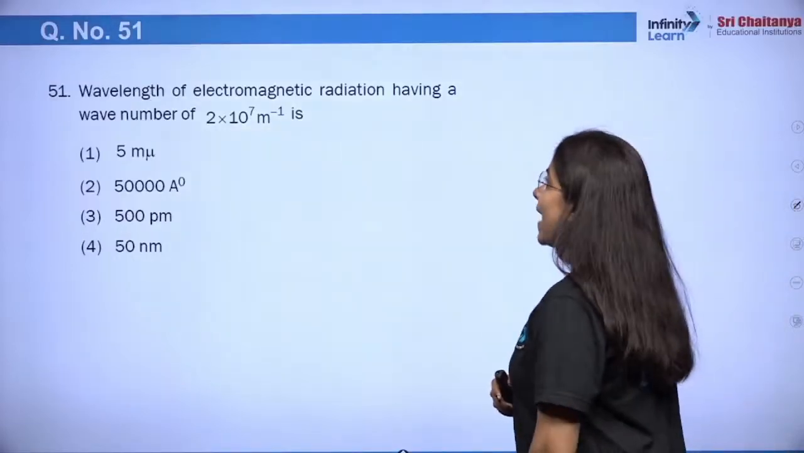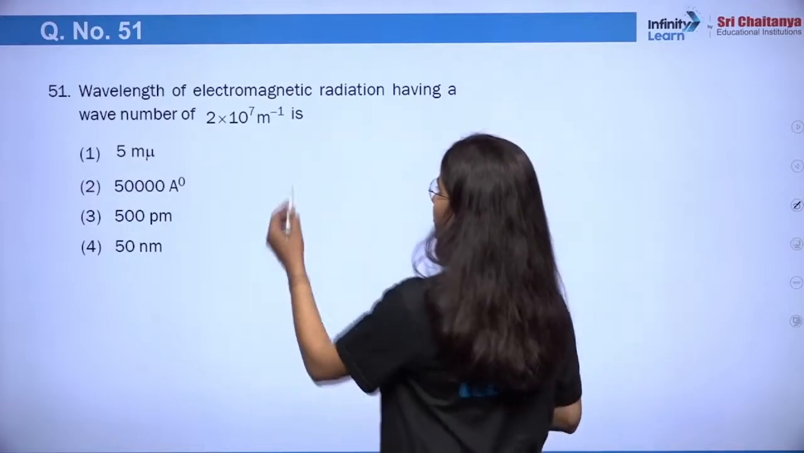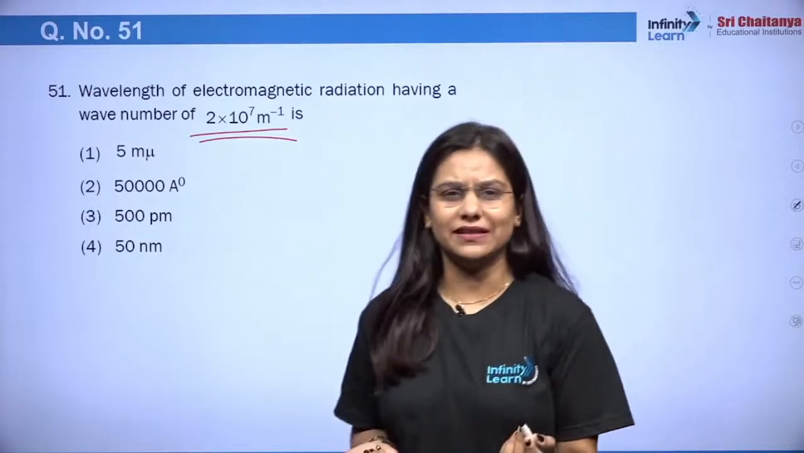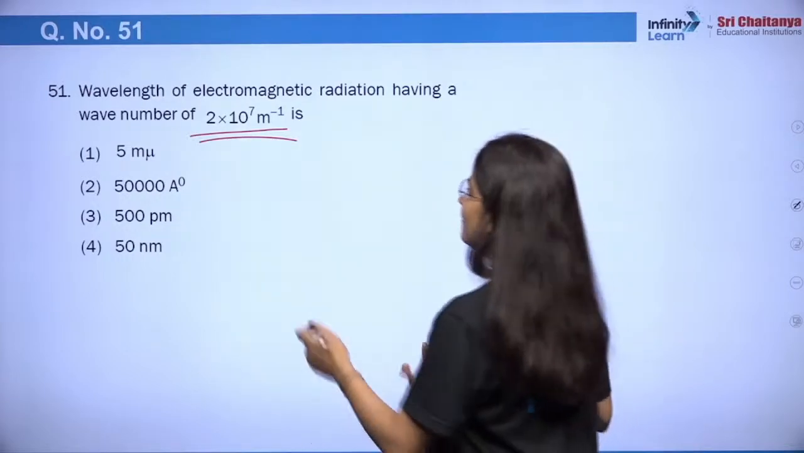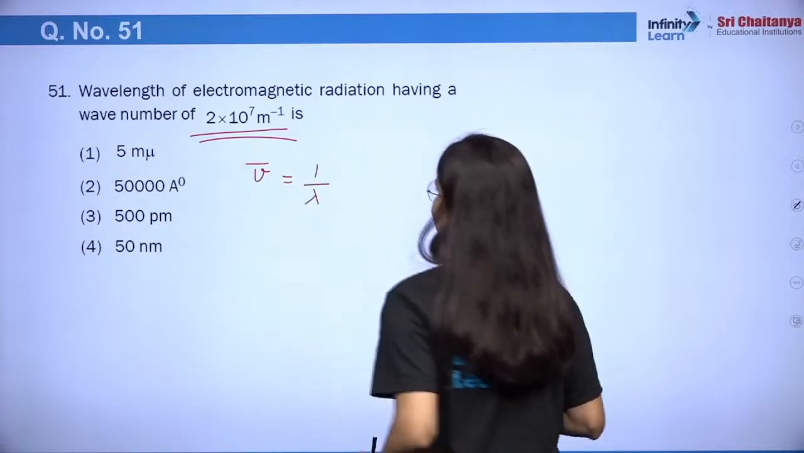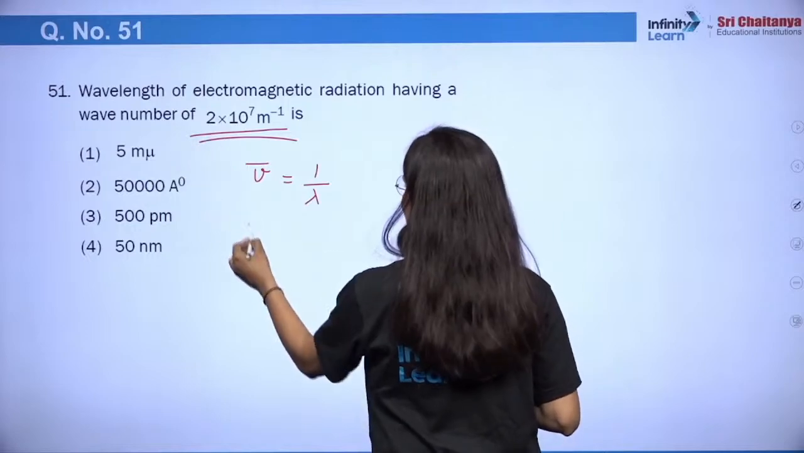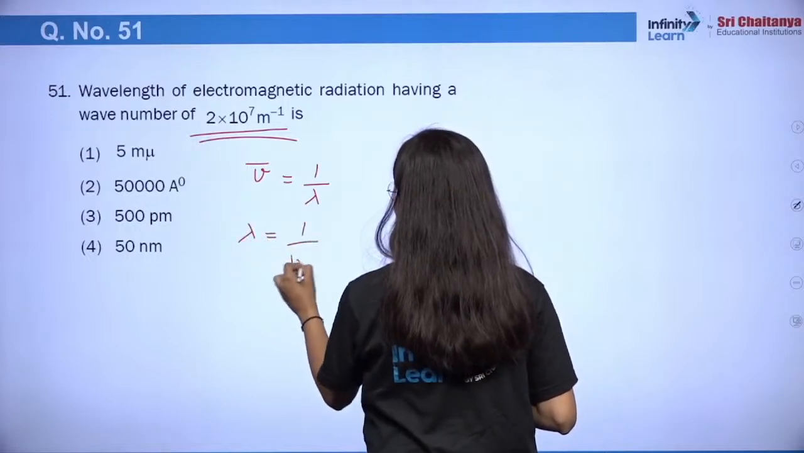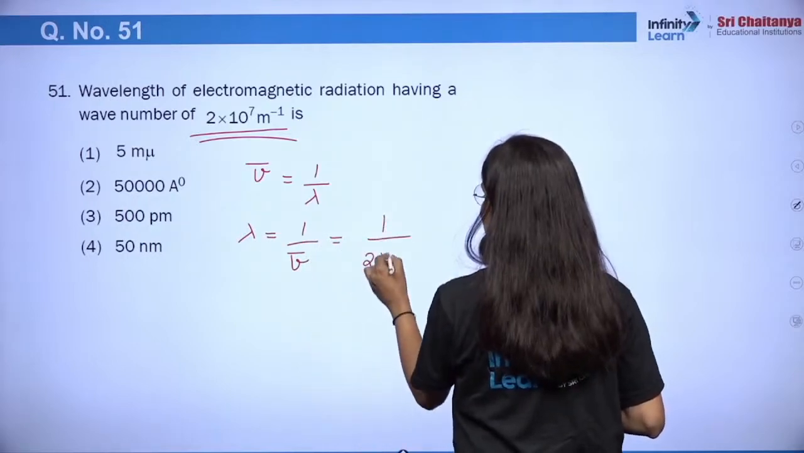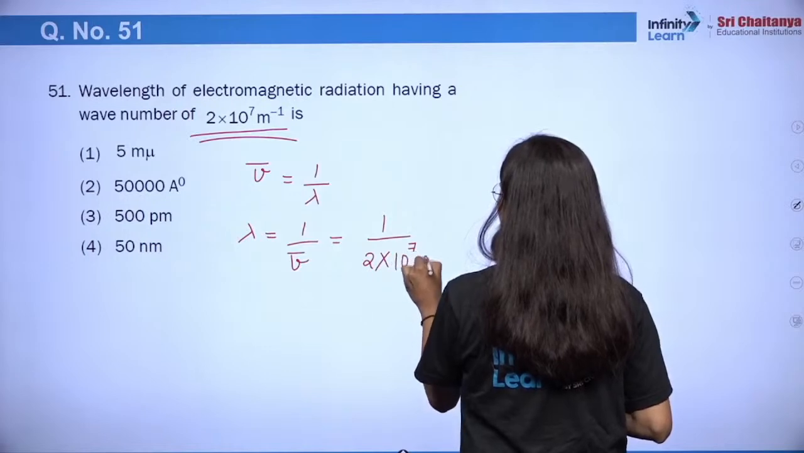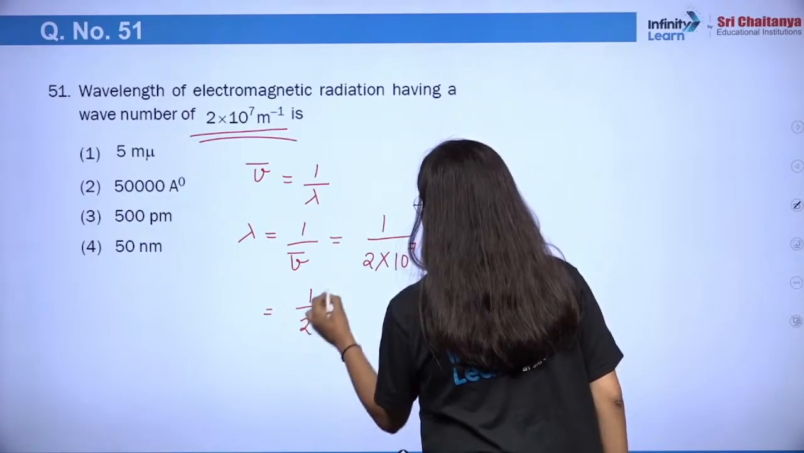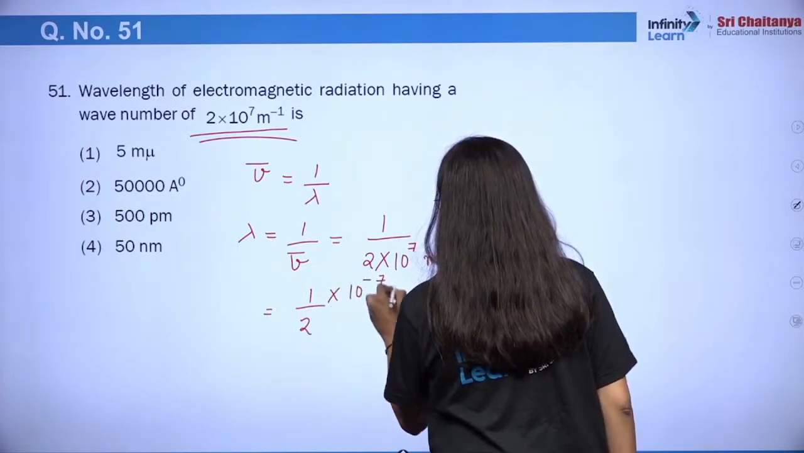Wavelength of electromagnetic radiation having a wave number. So here we are given the wave number and we need to calculate the wavelength. Very easy question. We know that wave number is equal to the inverse of wavelength. So I need to calculate the wavelength. I'll rearrange it, and this will be written like this. Now 1 into 1 divided by 10 raised to power 7 per meter. So what will it be? It will be 1 by 2 into 10 raised to power minus 7 meter.